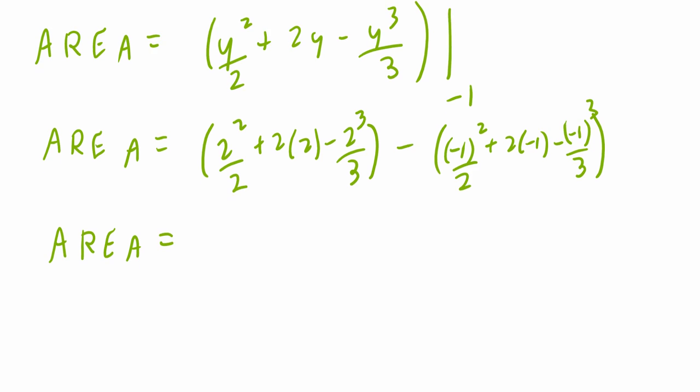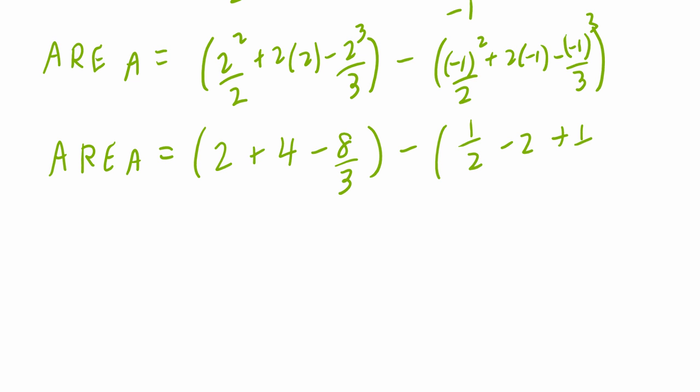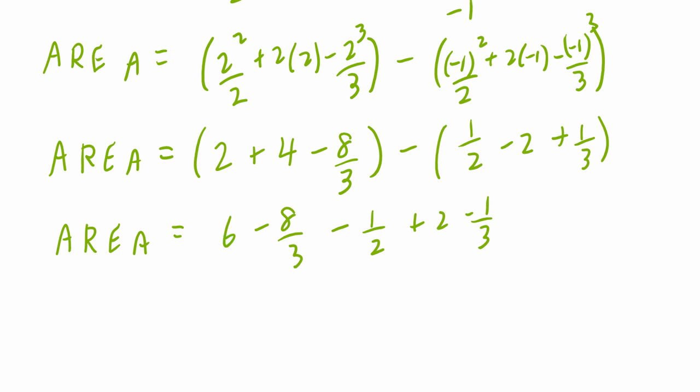So one more time, again, you can take the calculator. I'm going to go through mental math. 2 squared divided by 2, that's going to be 4 divided by 2, which is 2. 2 times 2 is going to be 4, minus 8 divided by 3. I'll put this in brackets, minus in brackets. That's going to be 1 divided by 2 minus 2 plus 1 over 3. If I collect like terms, that's going to be 2 plus 4, which is going to be 6, minus 8 over 3, minus, again, if I look at the terms here, it's going to be minus half plus 2 minus 1 over 3.